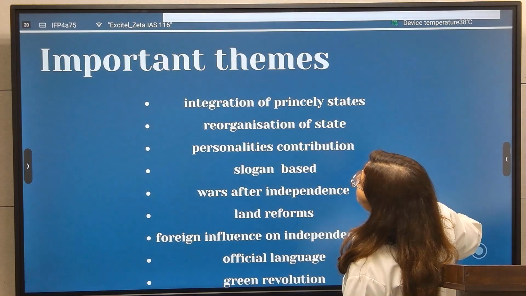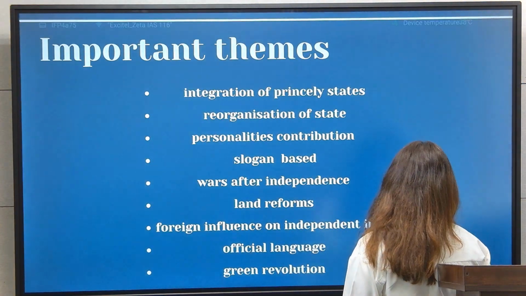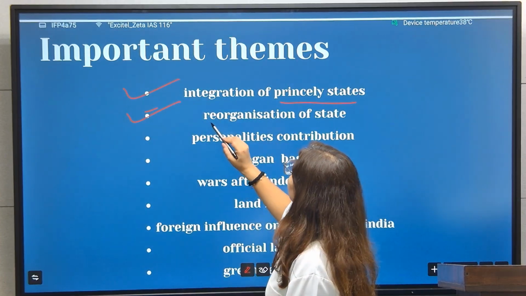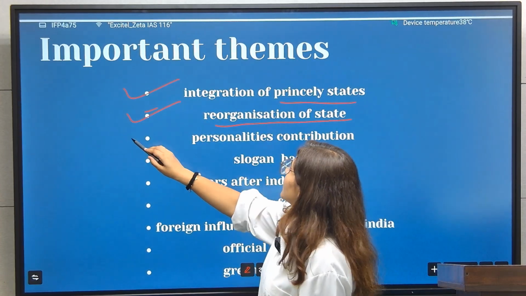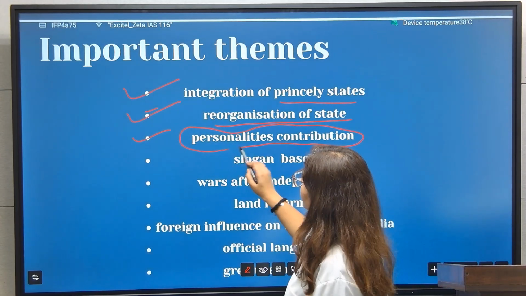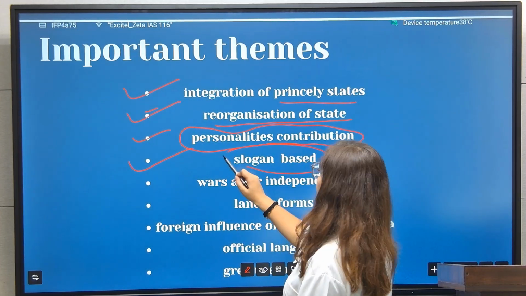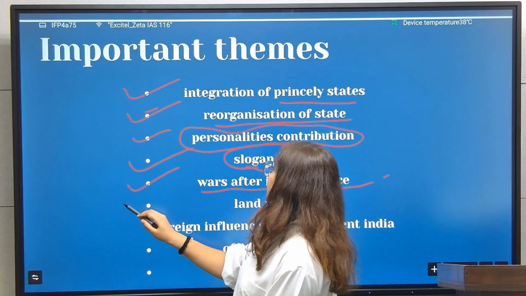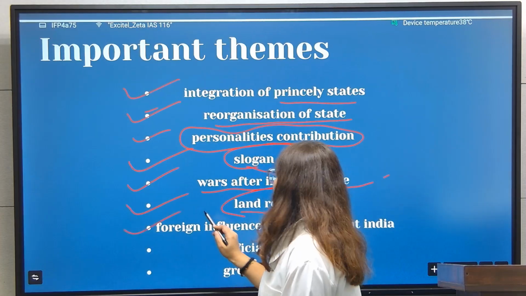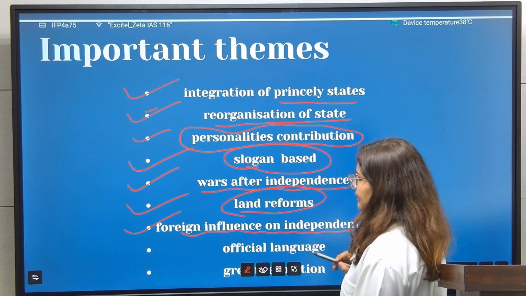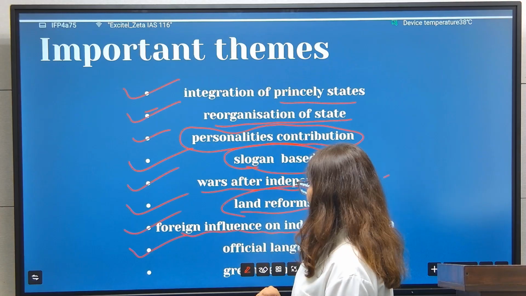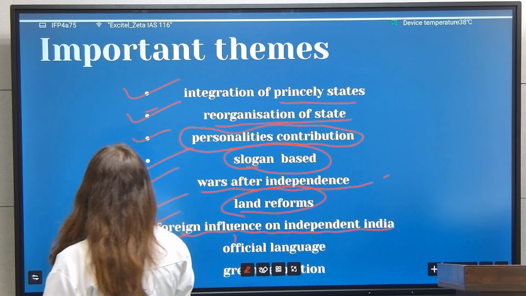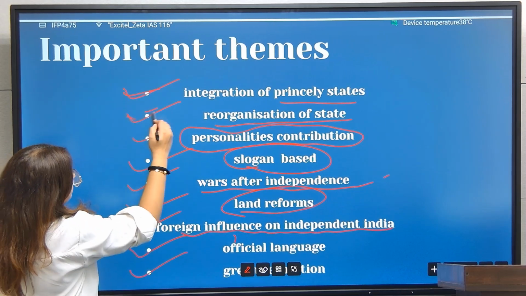So, what are the important themes in post-independence? One is integration of princely states. Second, reorganization of states. Third, personalities' contribution. Fourth, slogan-based questions. Fifth, wars after independence, China war, Pakistan war. Land reforms, foreign influence on independent India, official language, and green revolution. So this is more than enough for post-independence, but you have to make notes on these things.